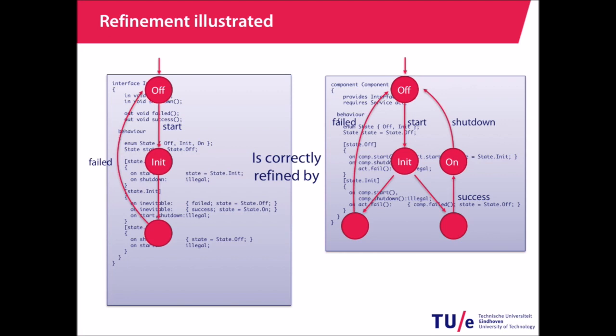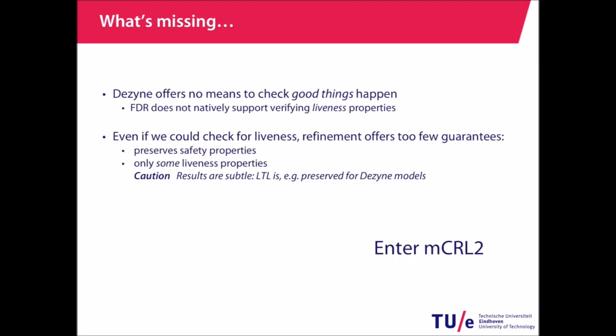Now, one can wonder whether this is actually what you wanted to achieve. Because here, we can abstract from this component that we have using something that looks more complex. And in the end, the component that we implement doesn't even achieve what we wanted to, probably. There's never success. So design currently offers no means to check that good things happen, assuming that success is actually good in this particular setting. The reason is that FDR, which is the underlying analysis tool set, does not support verifying liveness properties. The property that you want to start the machine or some kind of underlying device is a liveness property. We want this to be achieved in the end.